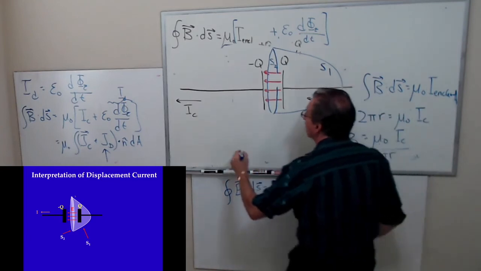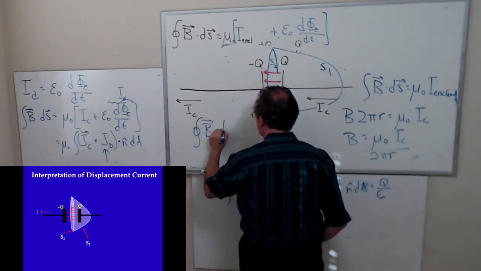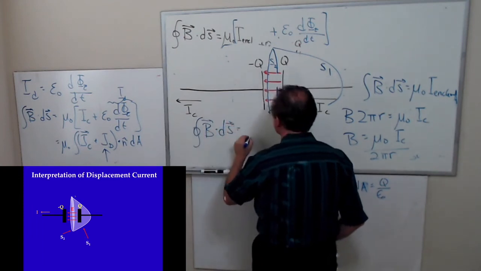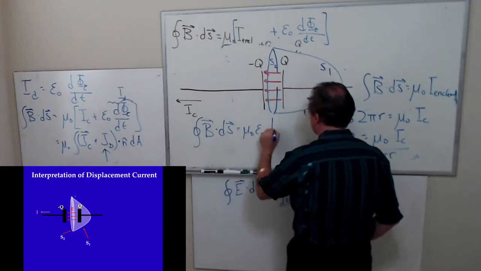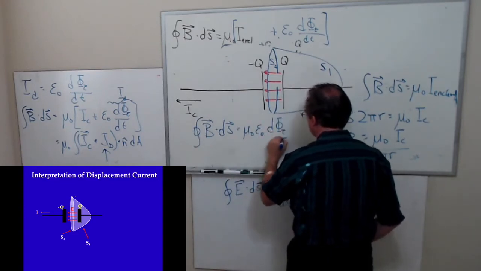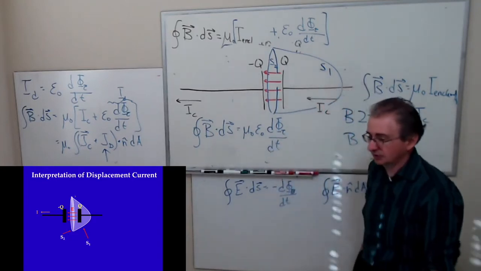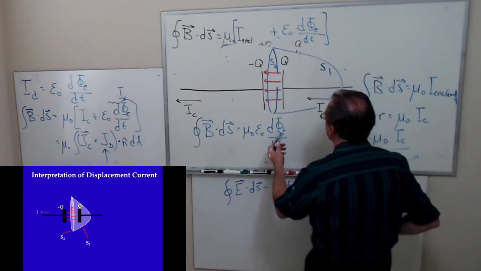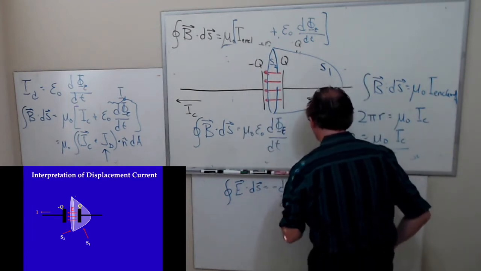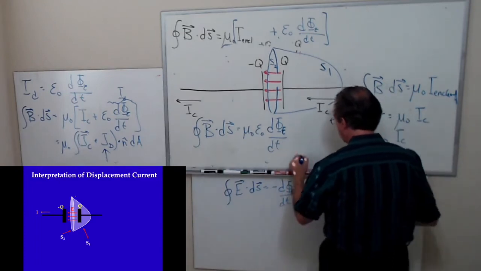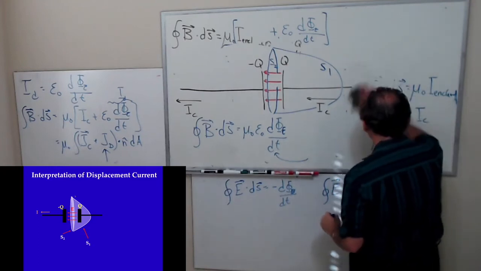So I have to write down that the integral of B dot ds is equal to mu naught epsilon naught d phi sub e over dt. So now I've got to figure out what this flux is. And really I'm talking about the electric flux through S2. Okay, so this term is the electric flux through S2.